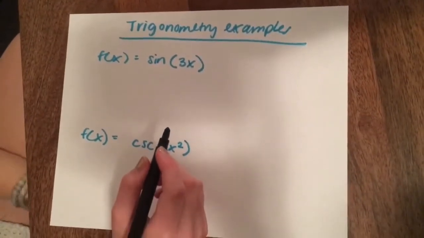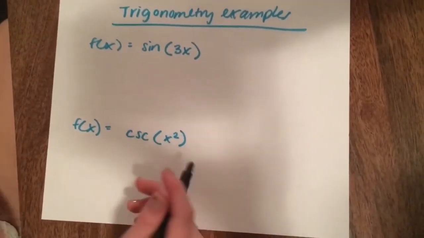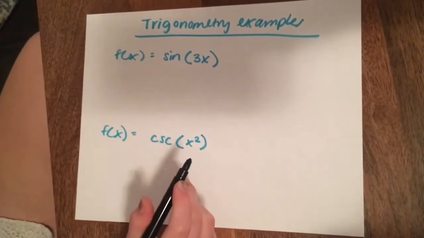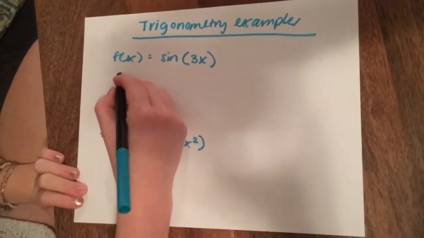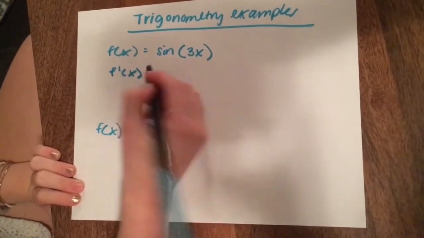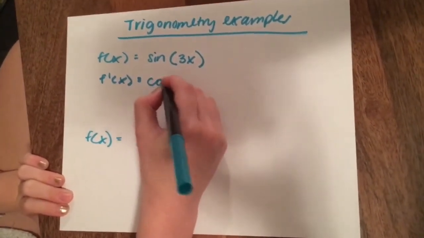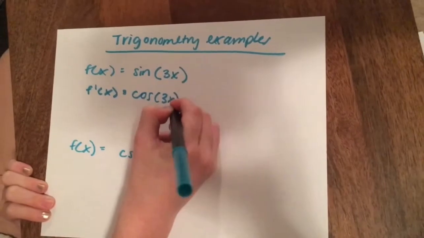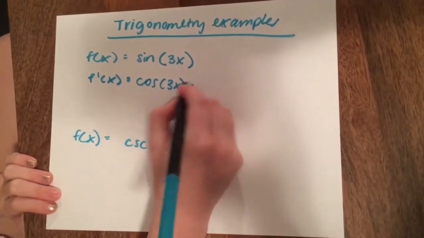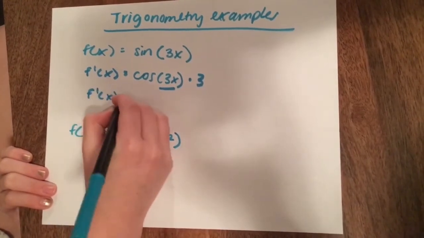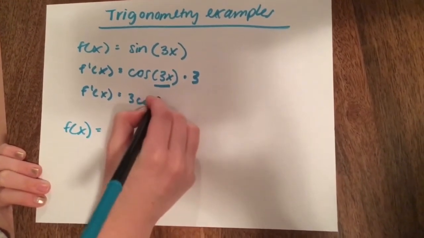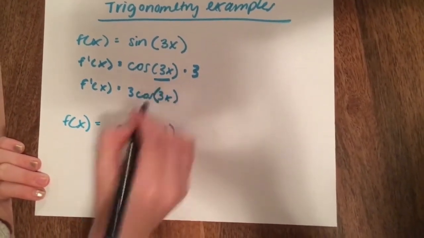So commonly used with chain rule is the trig that we just learned. So I'm just going to show you a few examples. So here we have sine of 3x. So as you learned, we're first going to take the derivative of sine, which is cosine. And we're going to leave the 3x in the inside. And then we're going to take the derivative of the inside, which is 3. So your final answer is going to be 3 cosine of 3x.